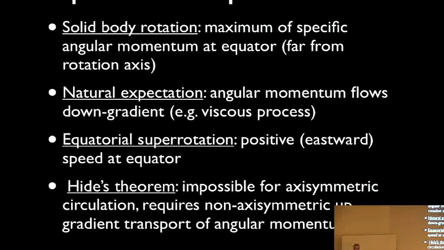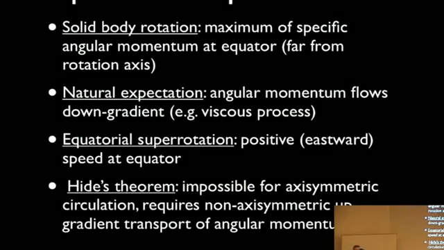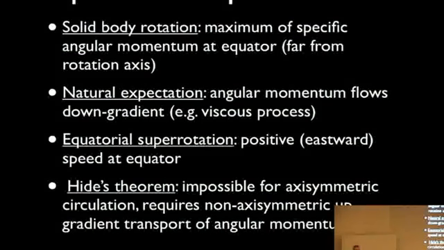Now there is a theorem from the 60s due to Hyde. So what I'm referring to is equatorial superrotation. I guess you could generalize that argument. And so there's a theorem from the late 60s, I think, from Hyde, who shows that actually you cannot achieve superrotation. This is why it's non-trivial. You cannot achieve superrotation with a purely axisymmetric flow.